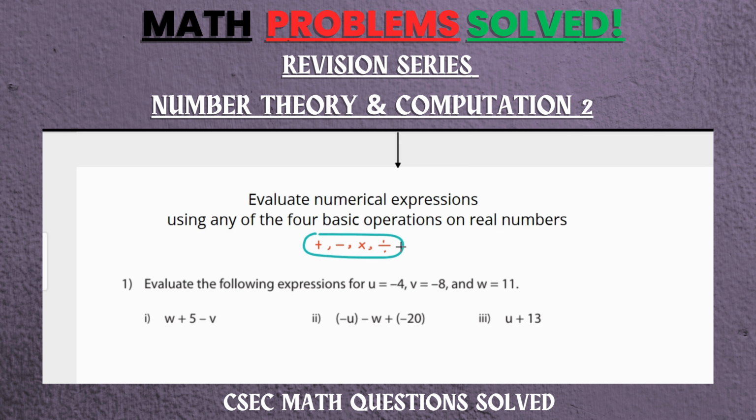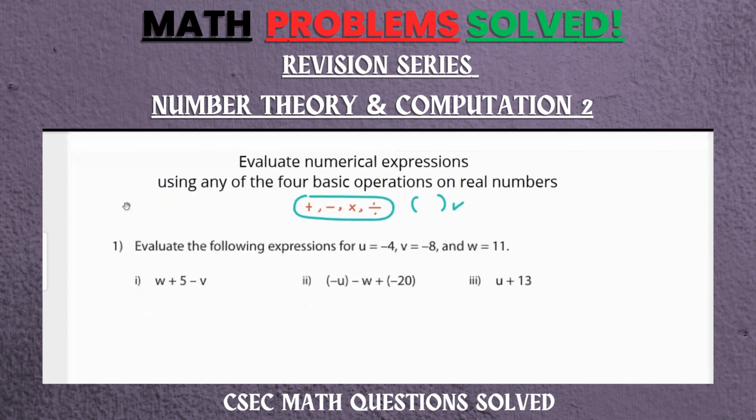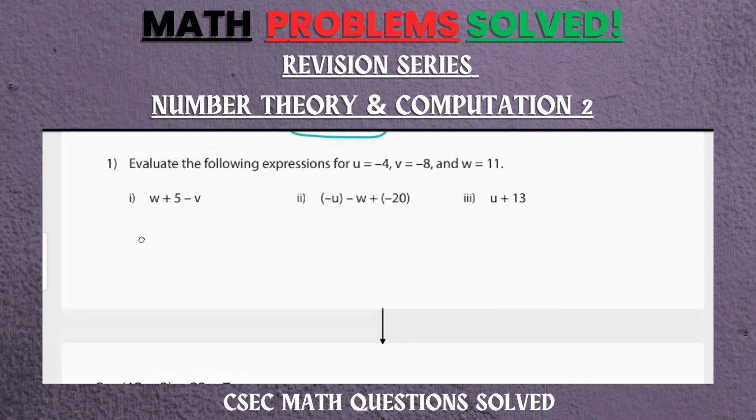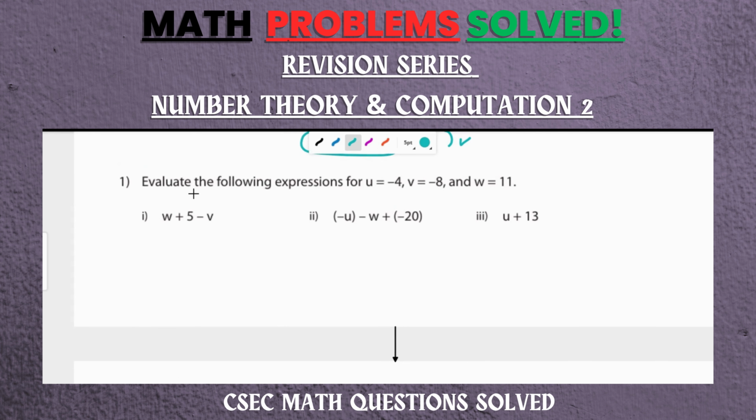There may be other operations like the brackets, the exponents, right? So you always have to solve the brackets first, then the exponents, then division, then multiplication, then addition and subtraction, right? So you may also call it as Bode-Mass rule, right? The Mass rule. So evaluate the following expression. Here you have given the values of u, v, and w, right? You just need to plug in their values.